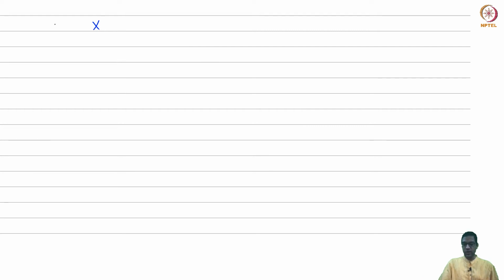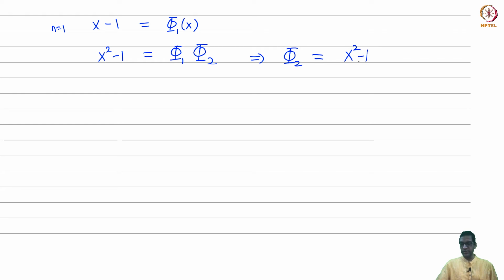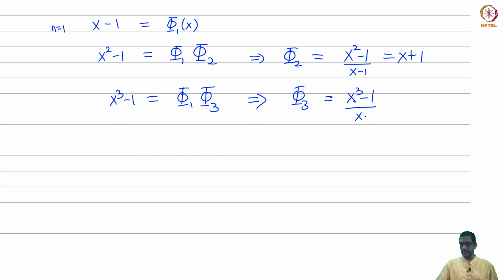So let's just do the first few cases. If I take n equals 1, then it says x minus 1 is just my polynomial phi 1 of x. For n equals 2, x square minus 1 is phi 1 into phi 2, where I'll just suppress the x on the right side. So what does this mean? It tells me that my polynomial phi 2 is just x square minus 1 by x minus 1. Similarly, for x cube minus 1, observe I should only run over the divisors of n. So it tells me phi 3 is just x cube minus 1 by x minus 1. So that's x square plus x plus 1.